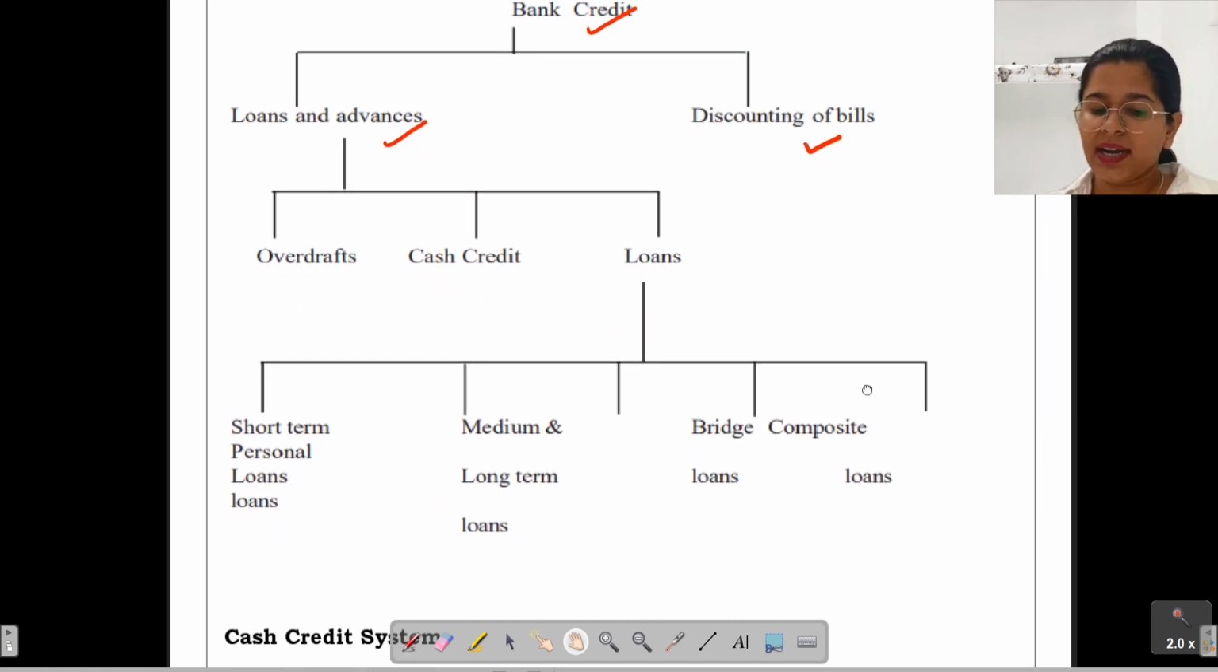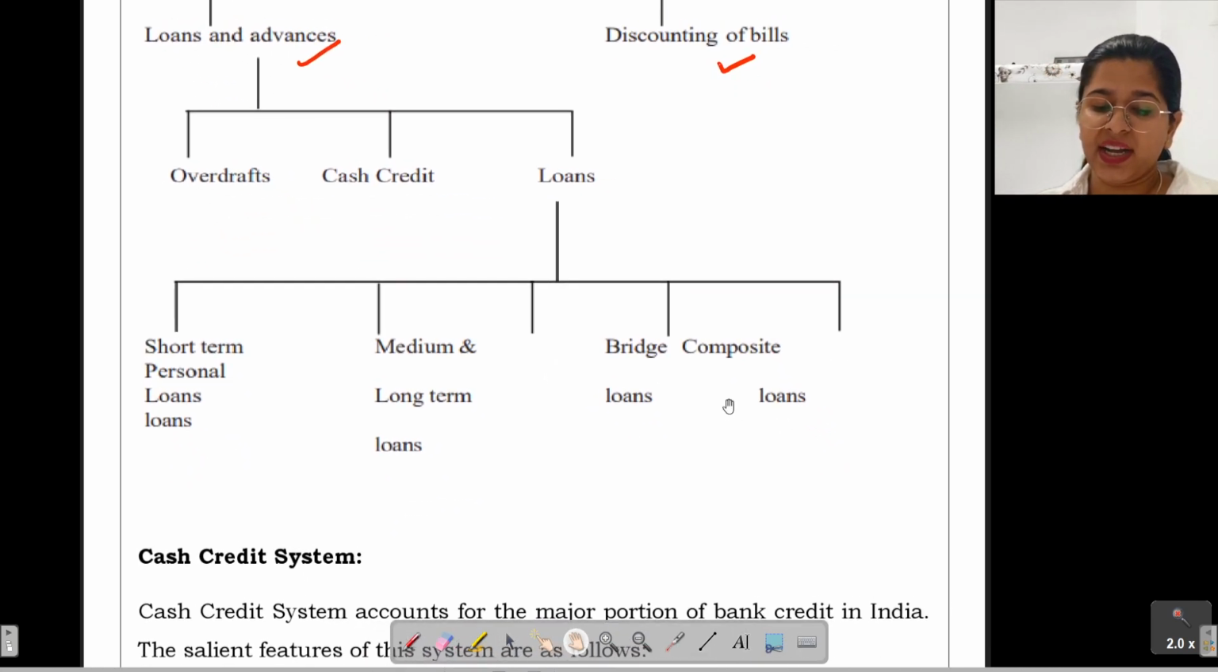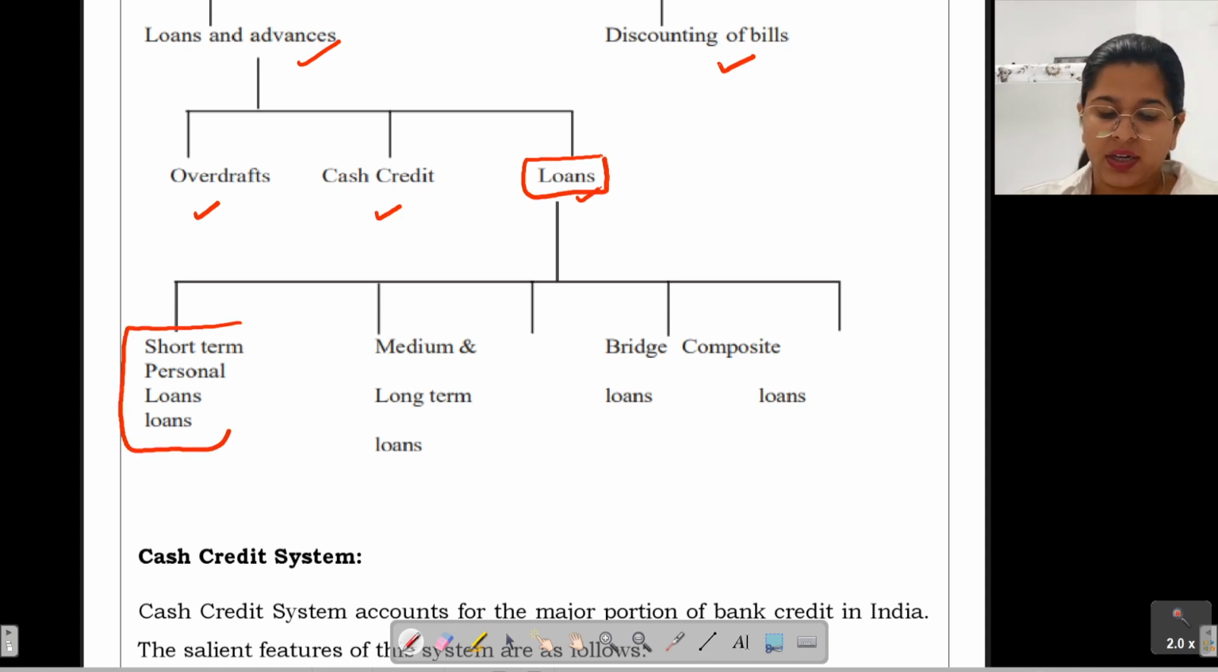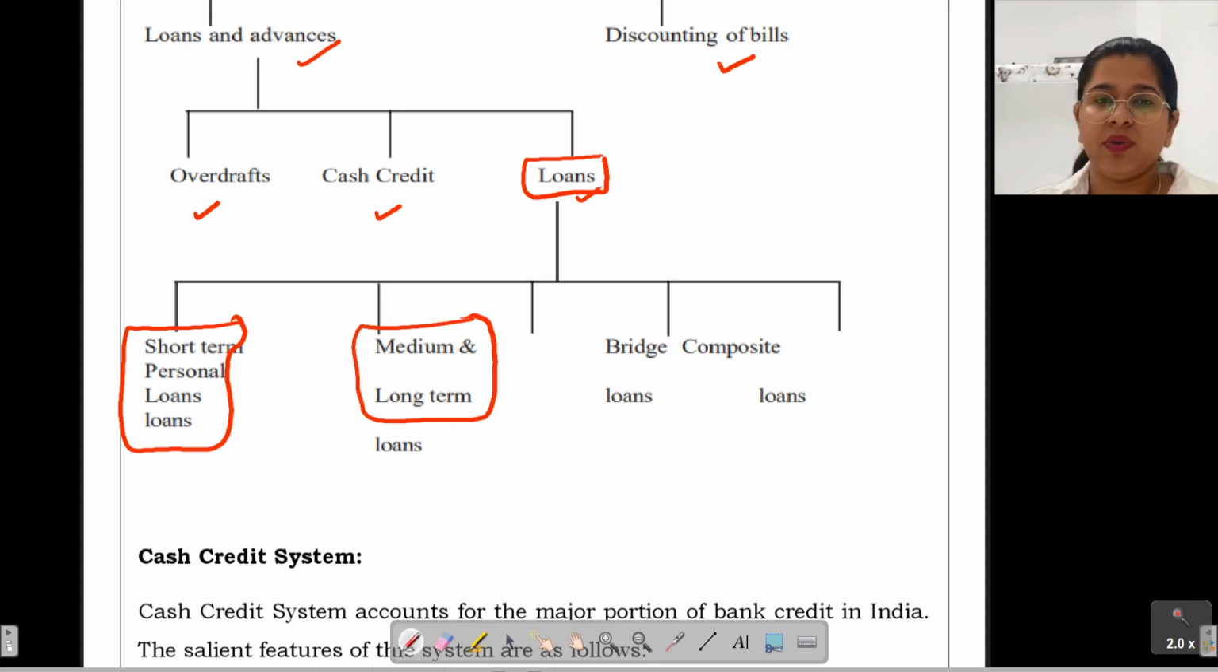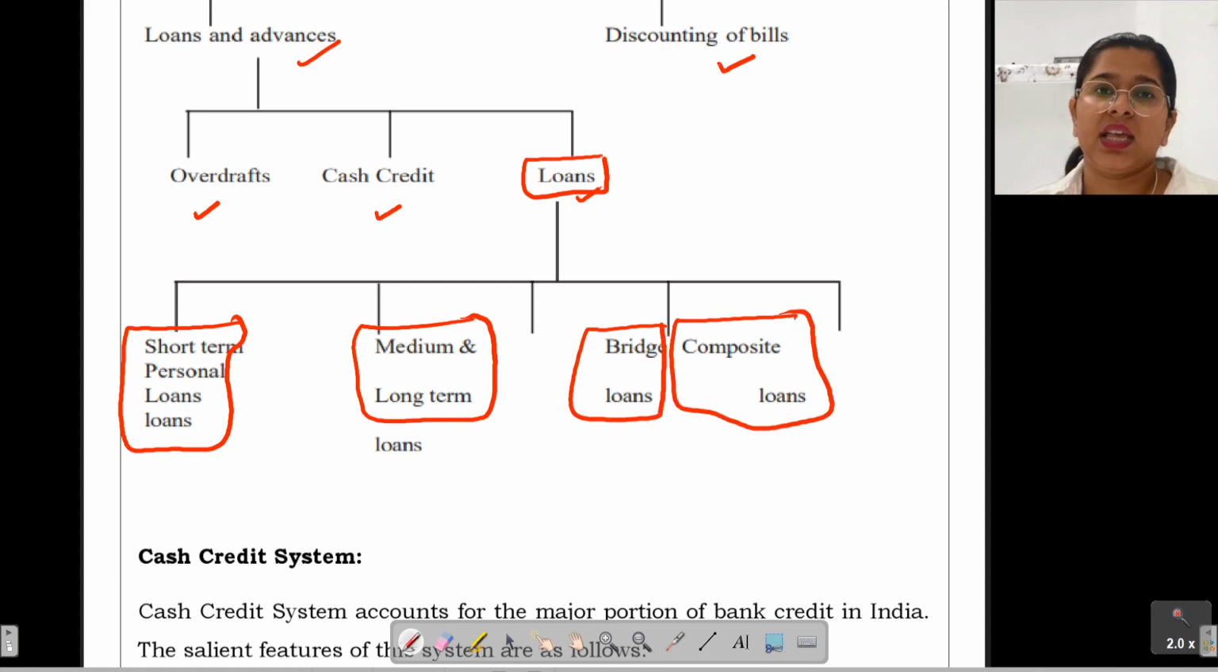Now in the loans and advances we also see certain different types, example overdraft, example cash credit. Then in the loans we see different kinds of loans. You have short term loans like personal loans, etc. Then you have medium and long term loans. You also have bridge loans and you also have composite loans. Apart from that, in today's class I will also be discussing a facility that is not related to fund based. ठीक है, fund based नहीं है, but that is also somewhere you can consider into the credit part.